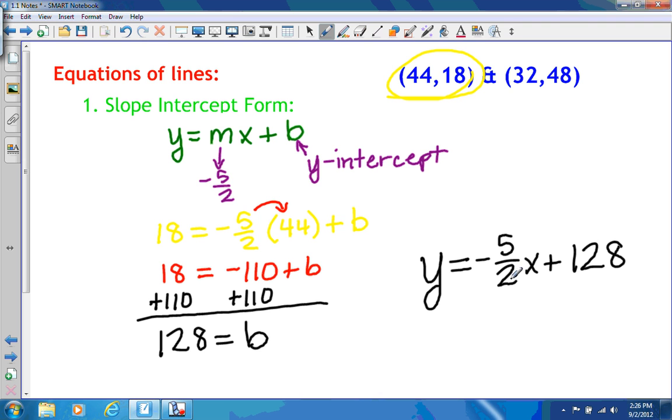Again, this is your slope, which tells you the rise over run. It says that it goes up 5 and over 2, and since it's negative, our slope would be like that. It crosses the y-axis at 128. That's slope-intercept form.